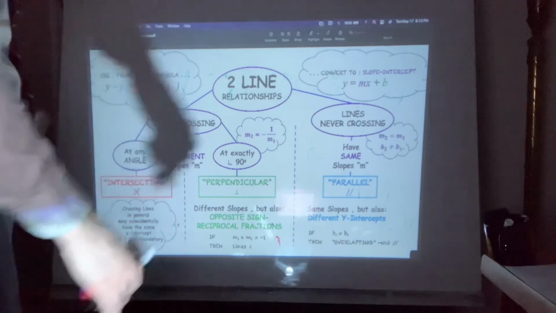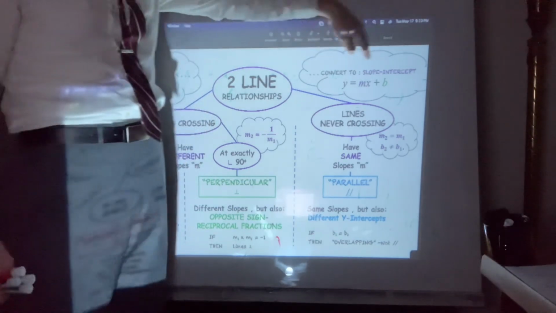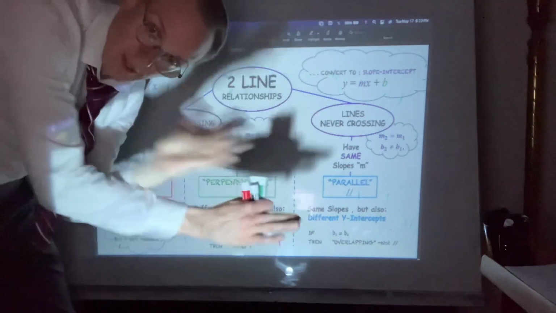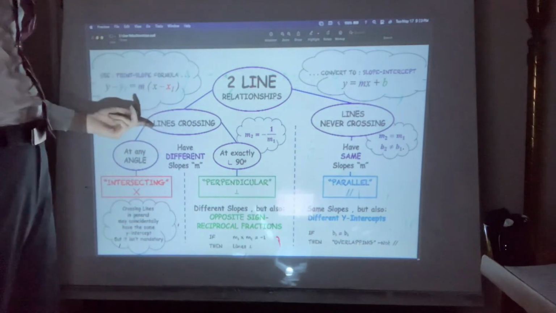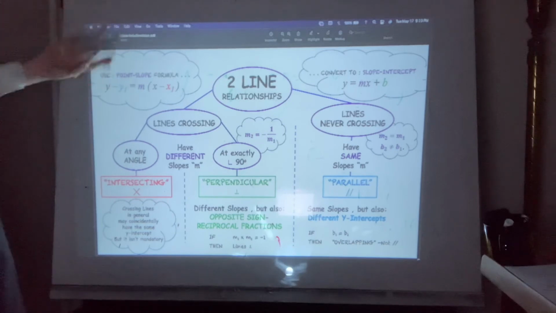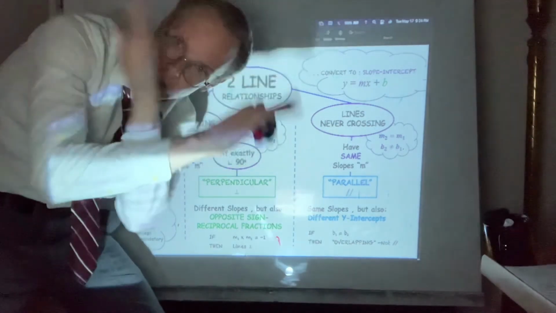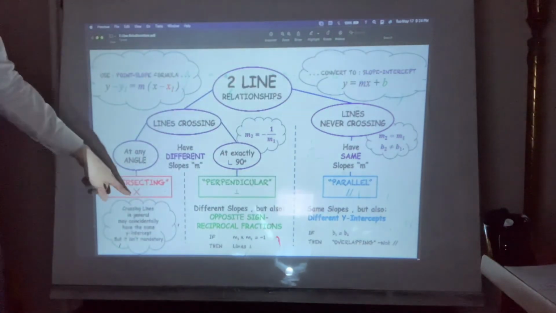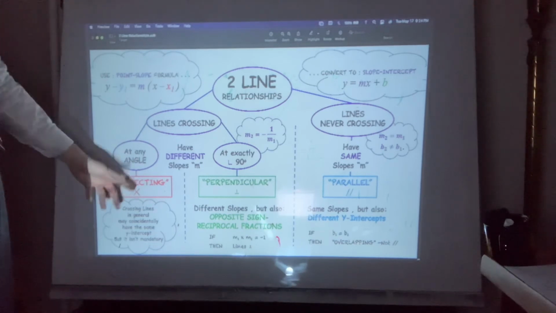Here's a little reminder in the thought balloon. Use the point slope formula to convert to a slope-intercept form. If you have 2 lines on the same graph, potentially one of 2 things will happen. Either the lines are going to cross somehow, or they're never going to cross. If the lines cross, they may cross just randomly at whatever angle that they do. In that case, we would just call them intersecting lines, and that would be the symbolic representation of them, like an X.